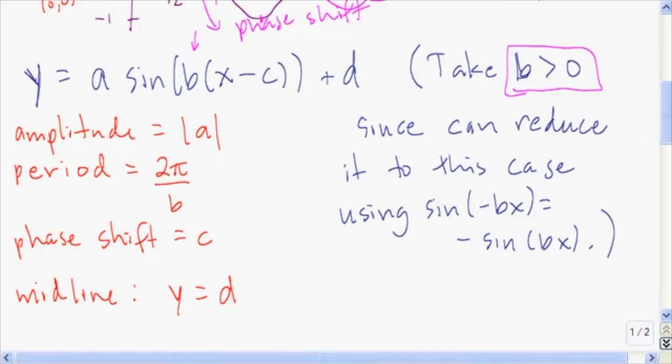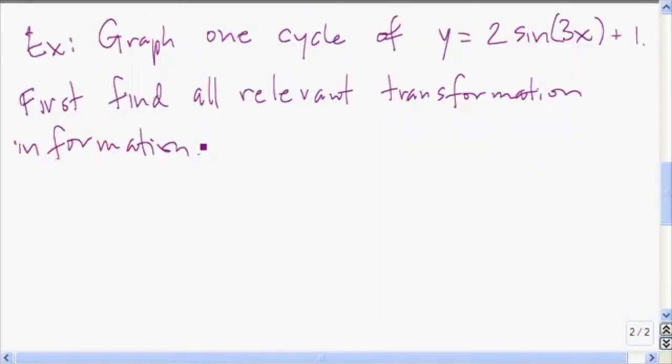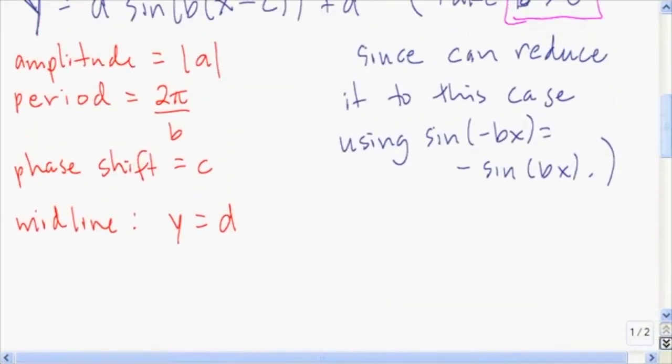All right, let's do an example. Here we have y equals 2 times the sine of 3x, then plus 1 on the outside. So we're going to graph one cycle of that. But first we need all the relevant transformation information. Namely, we need the amplitude, period, phase shift, and midline. So why don't you press pause and find those 4 pieces of information.